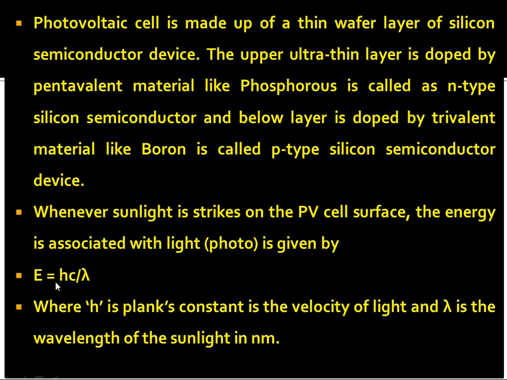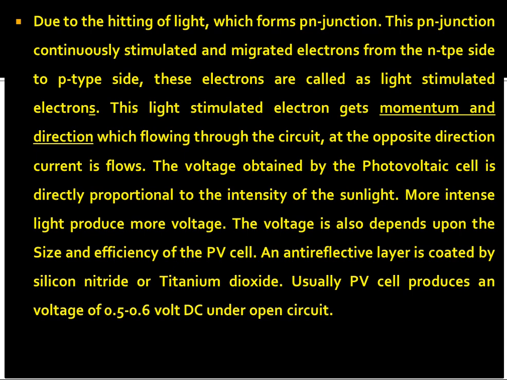The expression is, energy is equal to hc by lambda. h is Planck's constant, c is the speed of light, and lambda is the wavelength of the sunlight in nanometers. This is the process, or working.